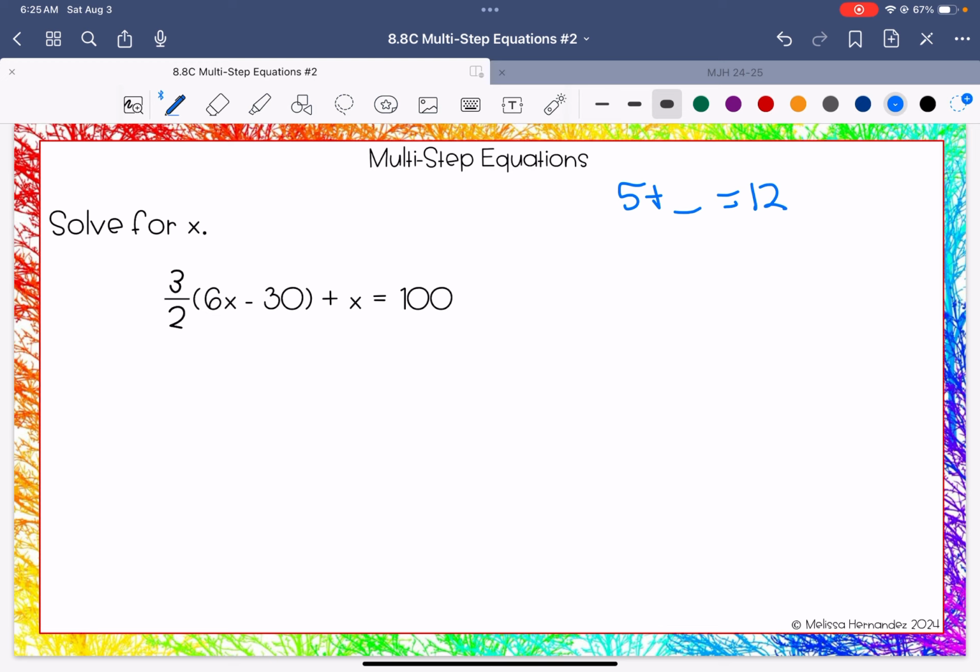And how do you know you distribute? Because there's nothing you can simplify. We're taught, do the parentheses first. Well, you can't combine 6x minus 30. So what you're going to do is distribute the 3/2.